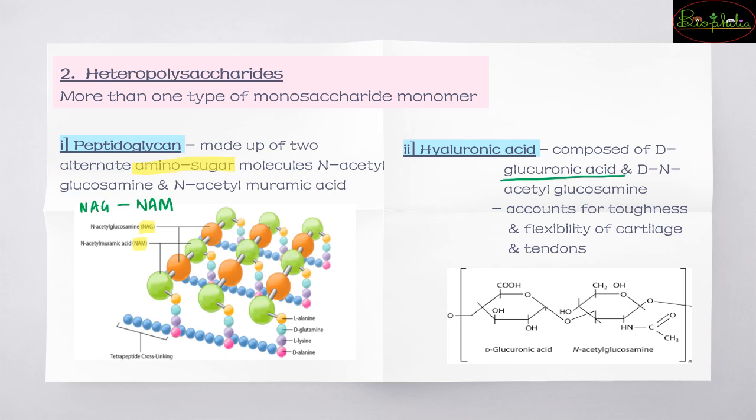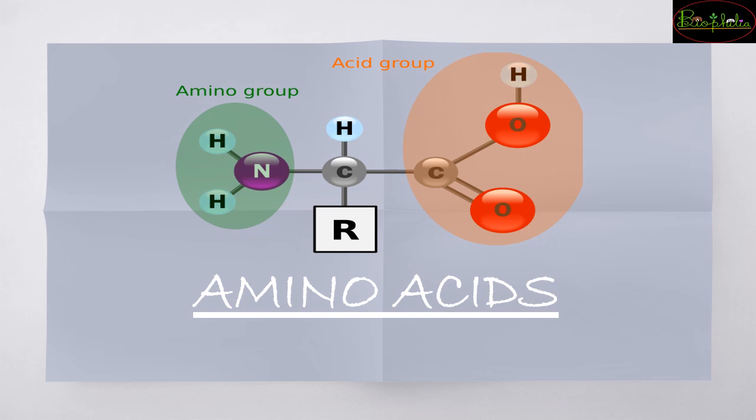So these are your two units which, again in a certain pattern, will be joined together by the glycosidic linkage and form the heteropolysaccharides. Next we see is about amino acids. So amino acids are the basic monomers to form proteins. So how are amino acids formed? How is the structure? Let us understand that in detail.